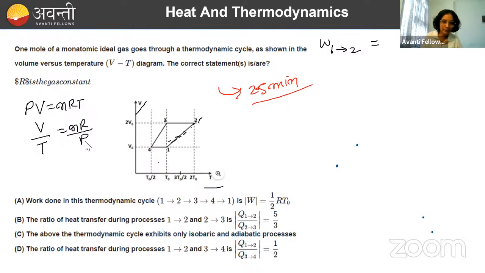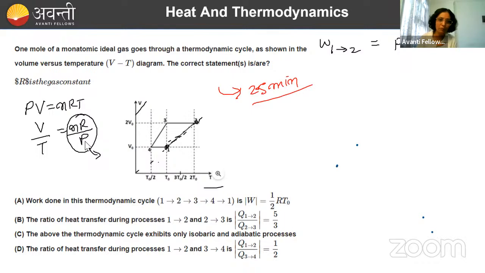So here the graph is a straight line, and a straight line has a constant slope. So this value is going to be a constant. Because n is constant, that is 1 mole, and R is a constant, pressure must be constant. So this is a constant pressure process, 1 to 2. Now work done in an isobaric process is P delta V. So calculate pressure at any point.